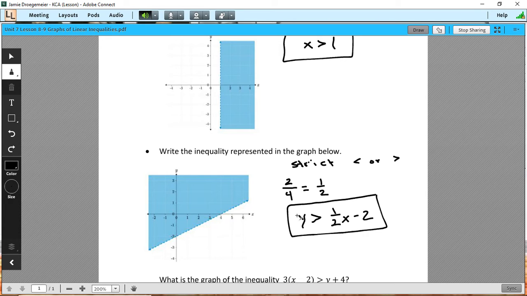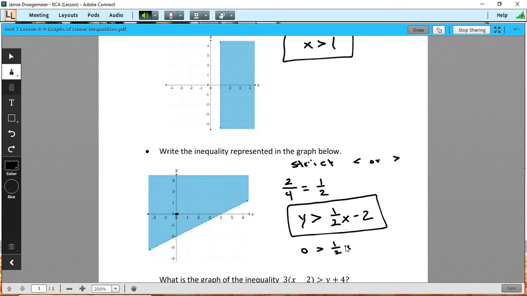You can also check these if you pick a point that is in that shaded area. So if I just choose the origin point, 0, 0, and plug in 0 for x and 0 for y.